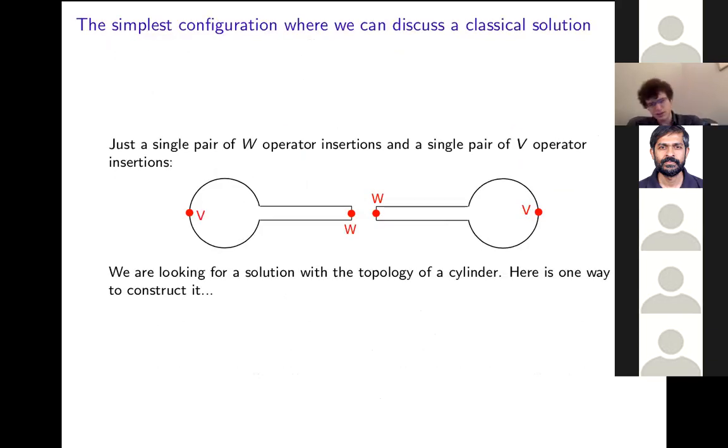Okay, so now let's discuss this wormhole in a little more detail. We'll come close to the situation just discussed, with just two W and two V operators. This is the simplest case where we can discuss this wormhole. Rather than a whole sequence of these things, we'll just have two of them, arranged in a symmetrical way to make the solution simpler. We're looking for a solution with the topology of a cylinder connecting these two circles together.